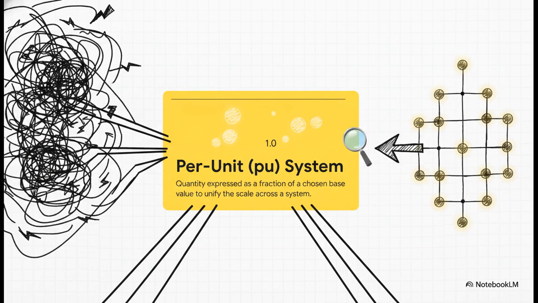But here is the silver bullet the source presents to fix all that chaos: the per-unit system. Basically, instead of pulling our hair out over raw numbers, we express every system quantity, whether that's voltage, current, power, or impedance, simply as a fraction of a chosen common base value. By doing this, we completely unify the scale across the entire grid. That nightmare of thousands of volts and hundreds of amps magically transforms into clean, consistent, dimensionless numbers.